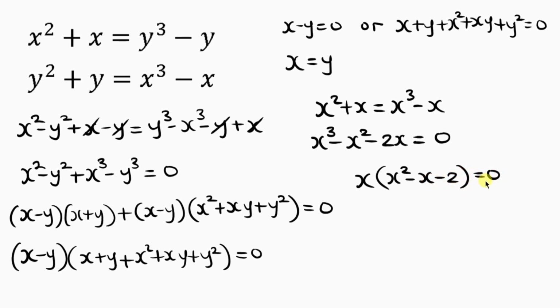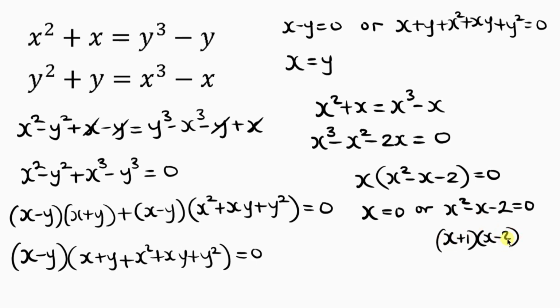So we have two cases. We have x equal to 0, or x squared minus x minus 2 equal to 0. So for this other one, we'll notice that x plus 1 times x minus 2 is what we can use to factorize this, equal to 0. And we got the value for x to be equal to negative 1, or x is equal to 2.